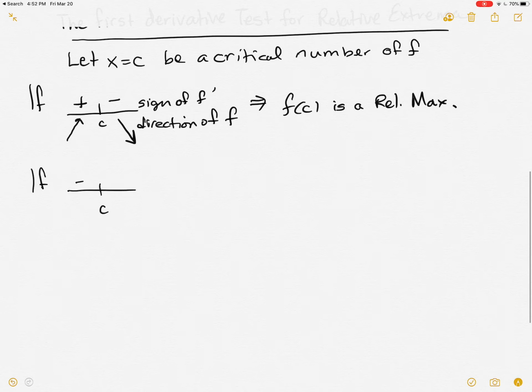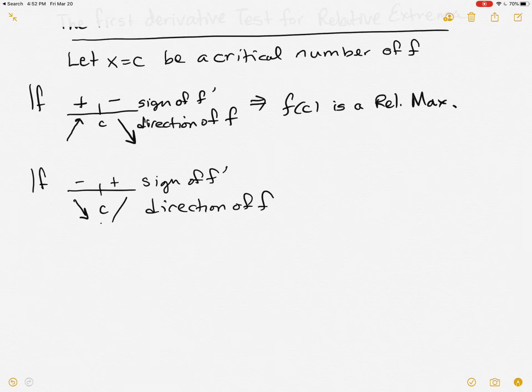If it goes the other way, then I know that the direction of f is that it falls, hits a minimum, and then rises. So our conclusion is that f of c is a relative min.